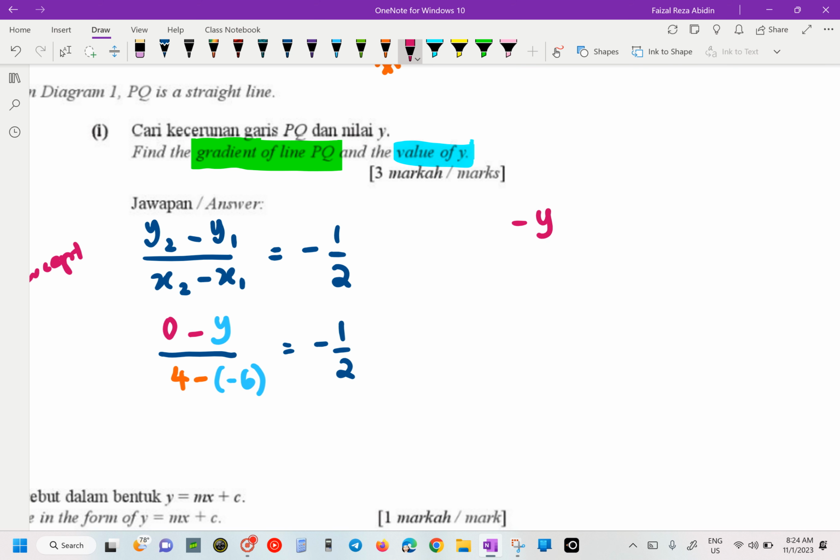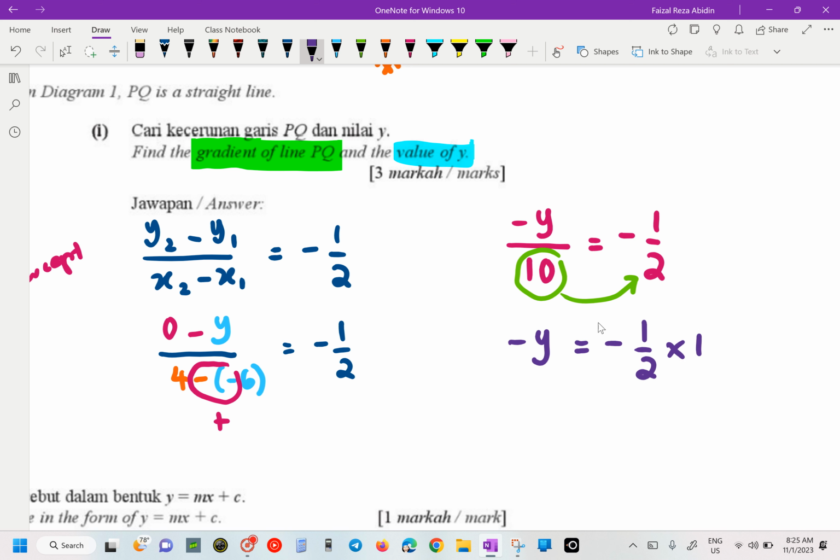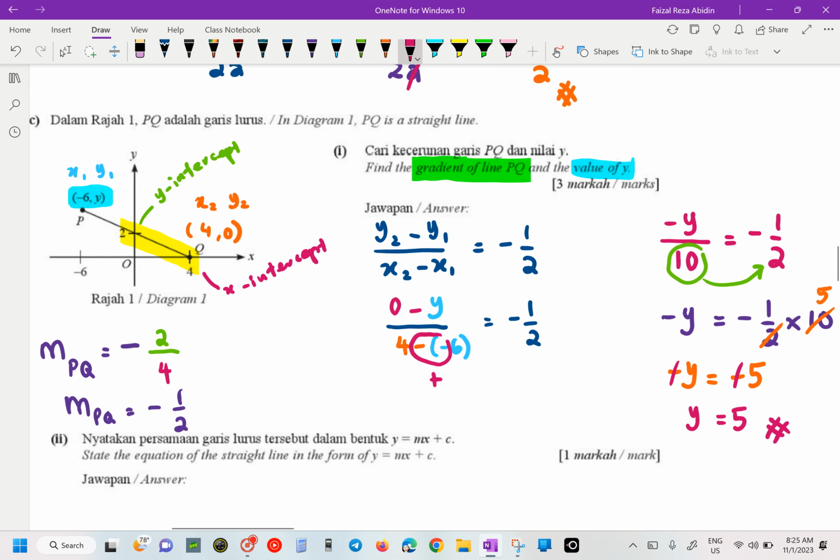Negative y over, plus, so you got 10, equals negative 1 over 2. Am I right? Yes. Bring 10 to the right side. We have negative y equals negative 1 over 2 times 10. We can simplify: 2 and 10, 5. So negative y equals negative 1 times 5, which is negative 5. Is it your y answer? No, because that one is negative y. So y equals 5.